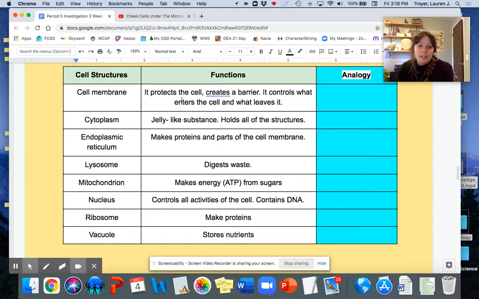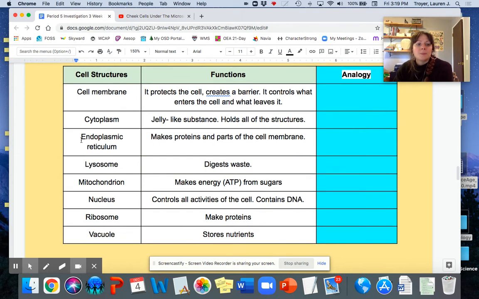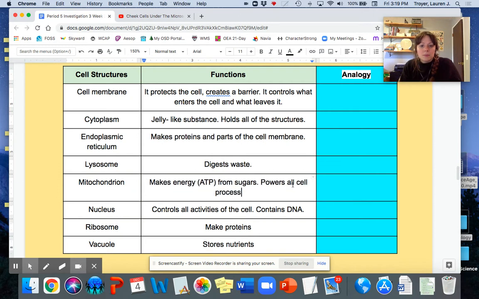So we've got a cell membrane protects the cell, creates a barrier. Cytoplasm, it's that jelly-like substance, holds all the structures. Endoplasmic reticulum makes proteins and parts of the cell membrane. Lysosome digests waste, attacks invaders. Mitochondria makes energy, ATP from sugars. Powers all of the cell processes. Nucleus controls all activities, contains DNA. Ribosome makes proteins. Vacuole stores nutrients.